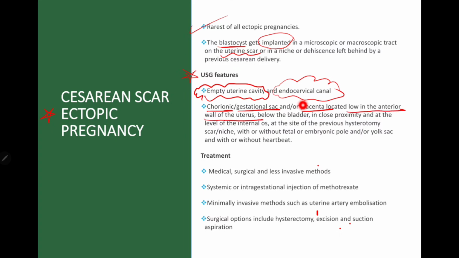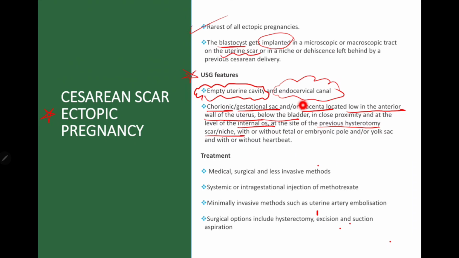Chorionic or gestational sac or placenta is going to be located low in the anterior wall of the uterus, below the bladder, in close proximity and at the level of internal os, at the site of previous hysterotomy scar or niche, with or without fetal or embryonic pole, or yolk sac, and with or without heartbeat. So those are the ultrasound features in cesarean scar ectopic pregnancy.